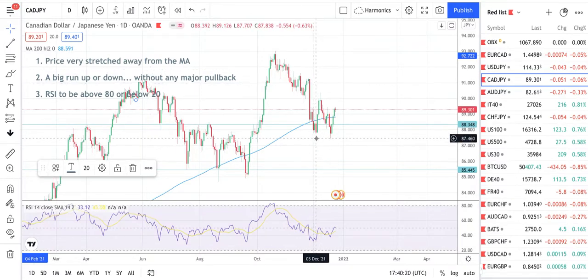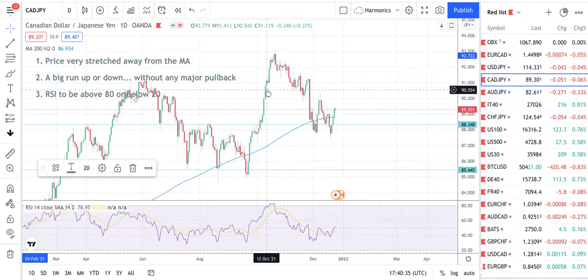And then I'm going to talk about how to set profit targets and how to set stop loss. So let's use CAD JPY for our example because it's on the screen. Now what I see here is a huge move up. And of course I start noticing this huge move up somewhere around here, somewhere around here. But then what I'm still looking for is the price to be very far away.